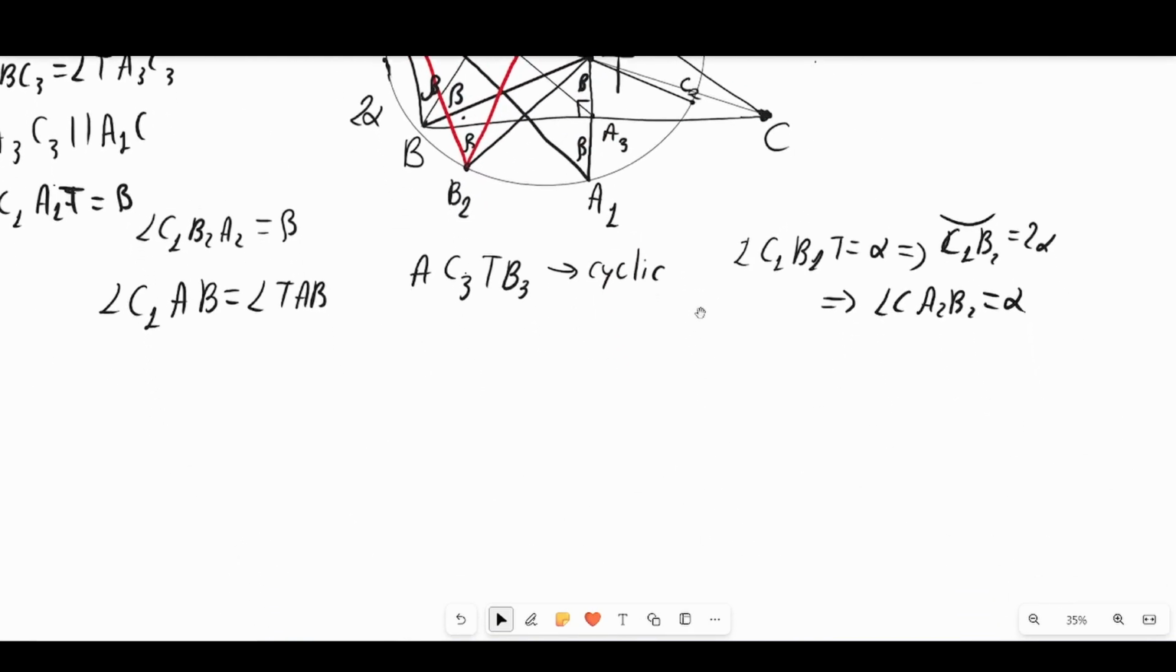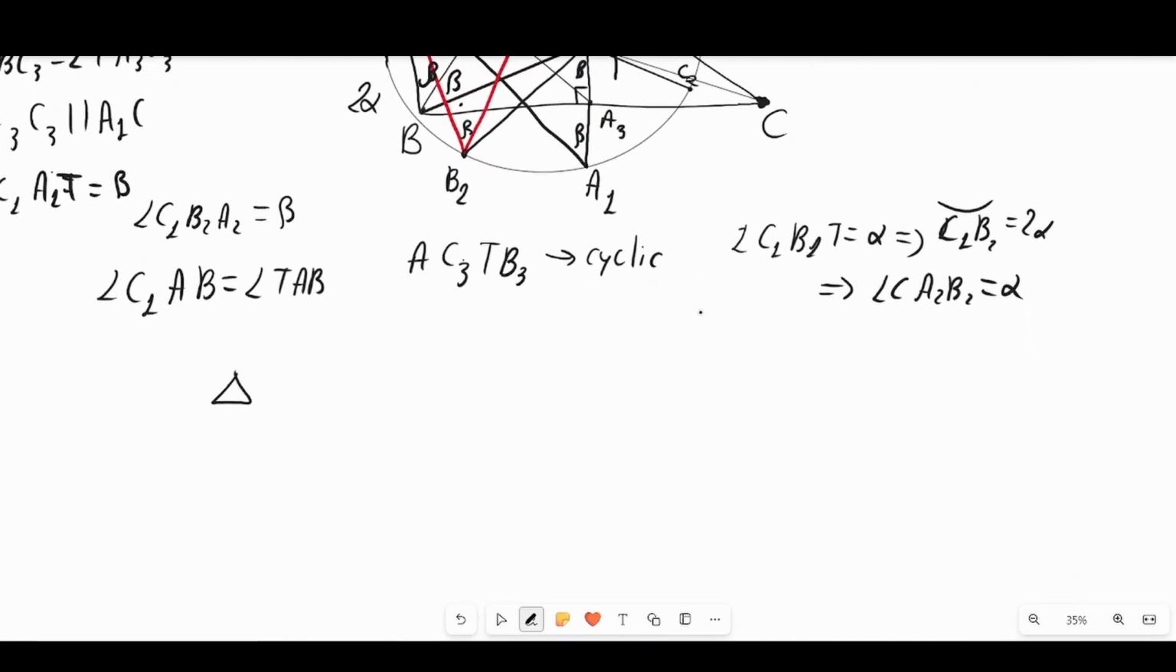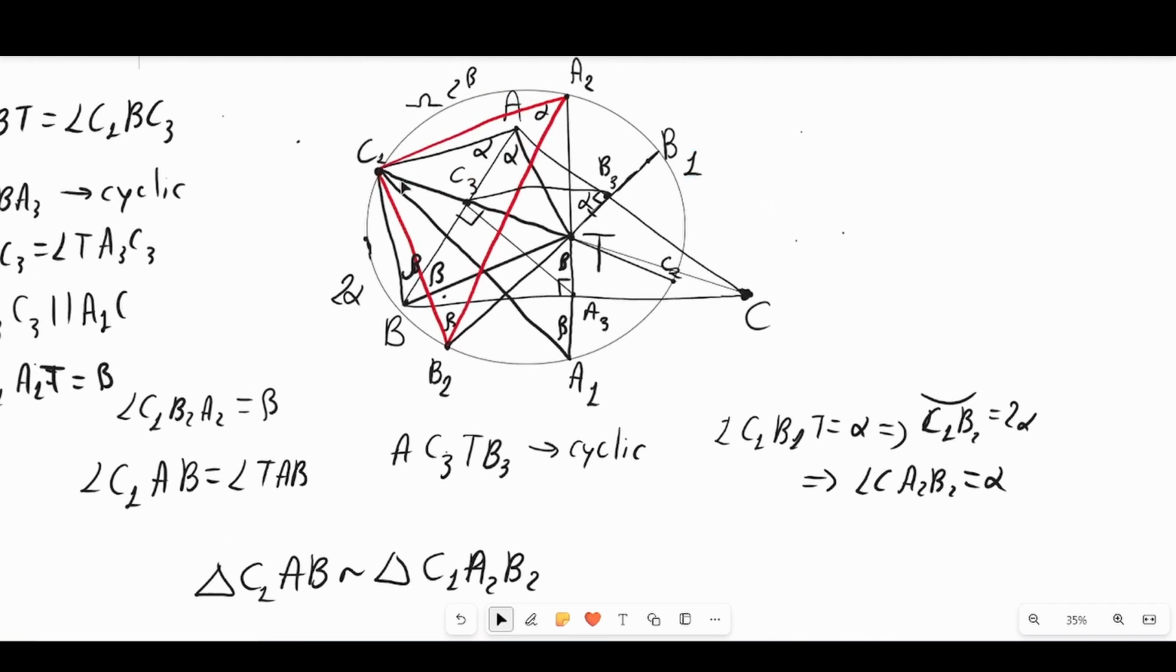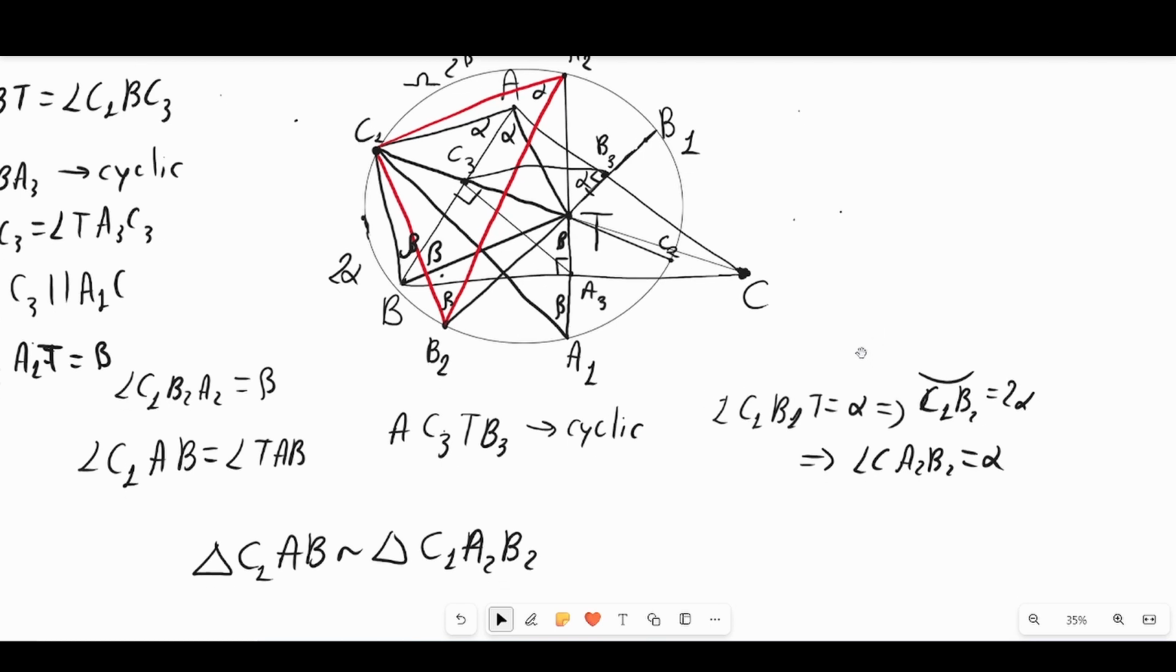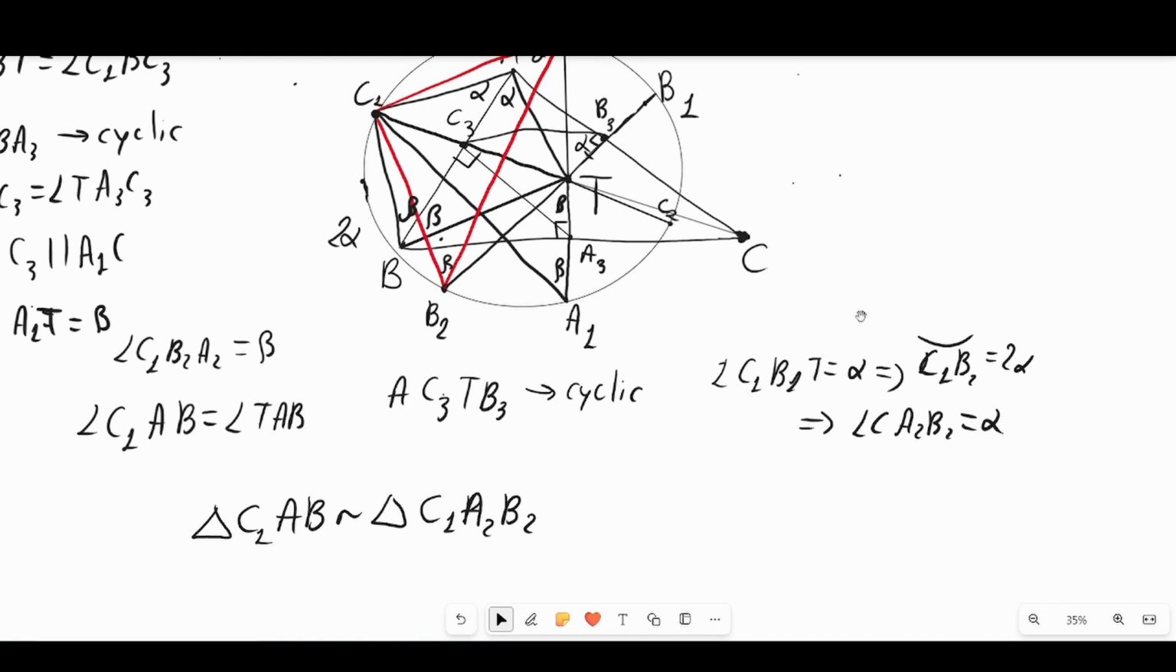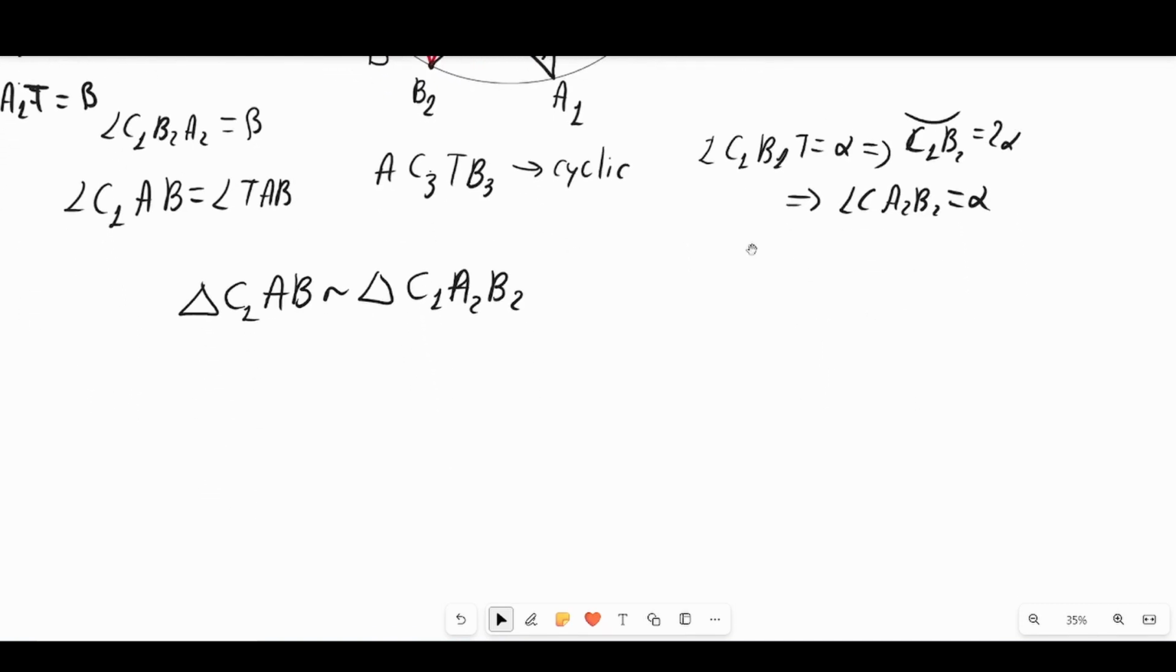And now the remaining thing is about the technique. Triangle C1AB is similar to triangle C1A2B2. What can be said about this is that these two triangles are spiral similar, and this means that BB2 and AA2 must concur on the circle. I have recorded a video about spiral similarity in the theorem playlist. I will link it in the description, or I can show a small sketch about this.